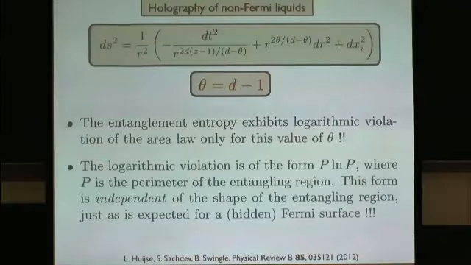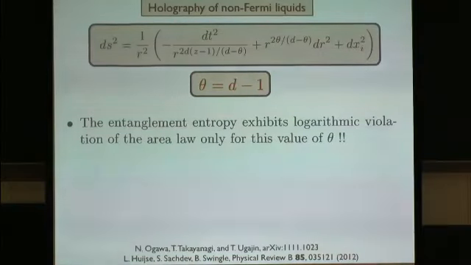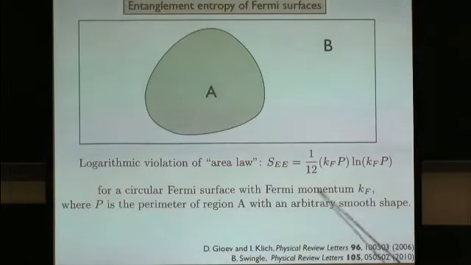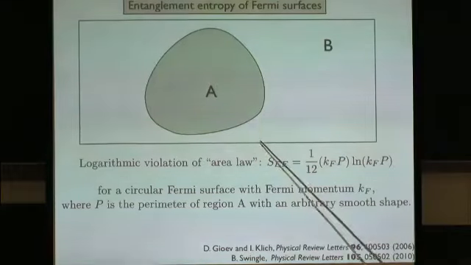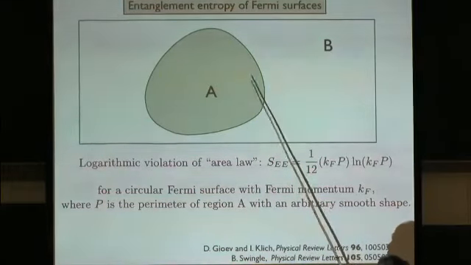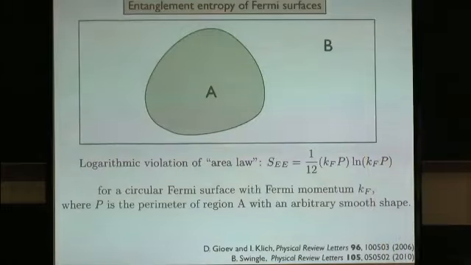But even more, there's another result I mentioned here, which is for a Fermi liquid, that this P log P form is independent of the shape of region A, provided it's big enough. Doesn't matter what shape you take, it can't have corners as long as it's smooth. Then you always get P log P, where P is exactly the perimeter. So that's a geometric statement.